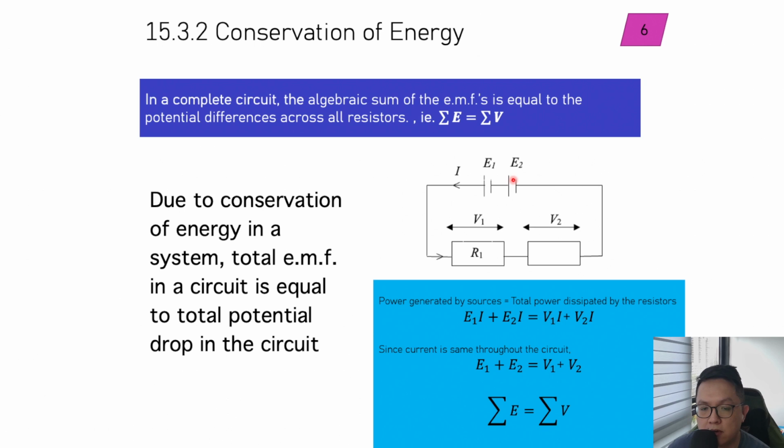If we look at the power equation, E1 times I, because this is a series circuit, so there's only one current I going through this. So the power generated by sources E1I plus E2I is equal to the total power dissipated by the resistors V1I plus V2I. Then we can cancel the current, and we get E1 plus E2 equals V1 plus V2. So in a single loop like this, your total EMF must equal your total potential drop.